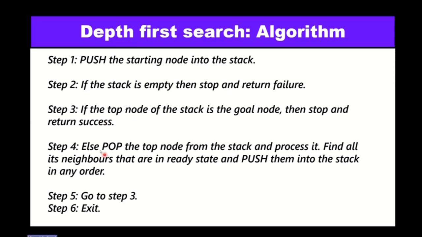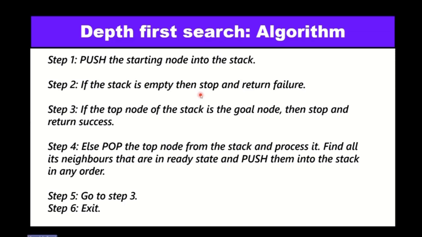Else, remove that node and find all its neighbors. Again put them into the stack and again go to step 3. So first, you have to push the starting node, right? Check that the stack is empty. If the stack is empty, then you cannot search, right? That means only A is there, there are no branches to A, so the stack will be empty.